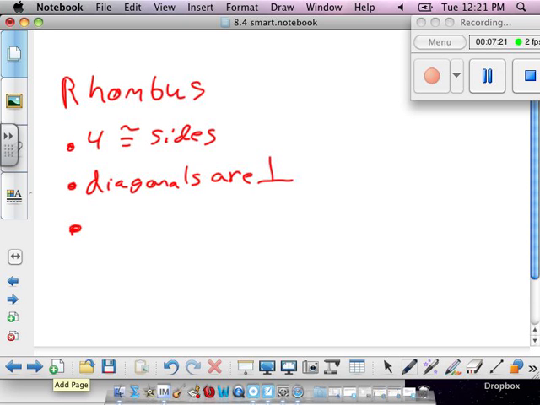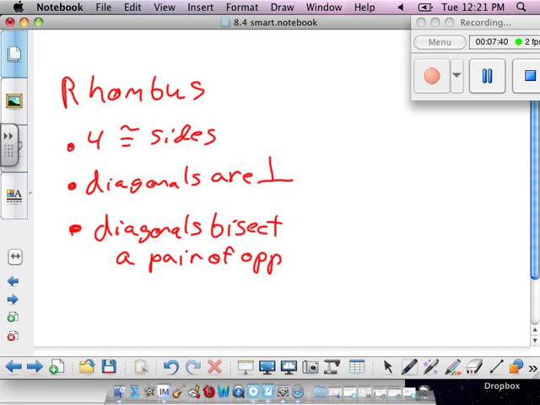Okay. And anything else about a rhombus? Oh, diagonals bisect a pair of opposite angles. Bisect a pair of opposite, OPP stands for opposite, angles.